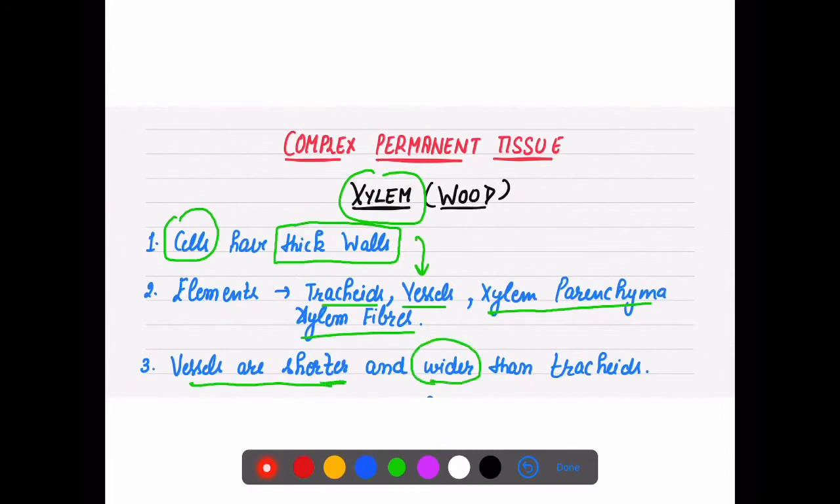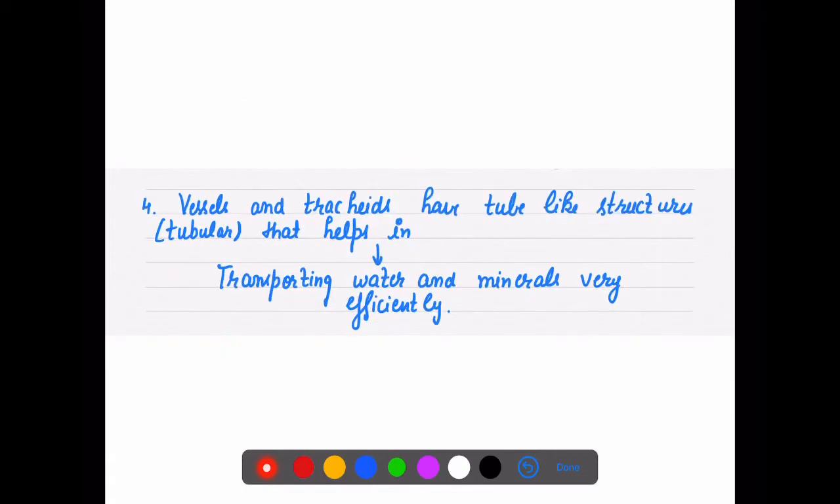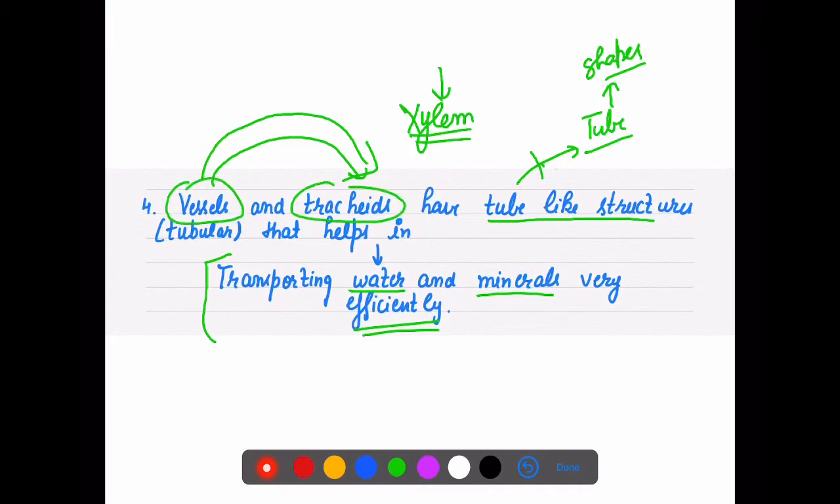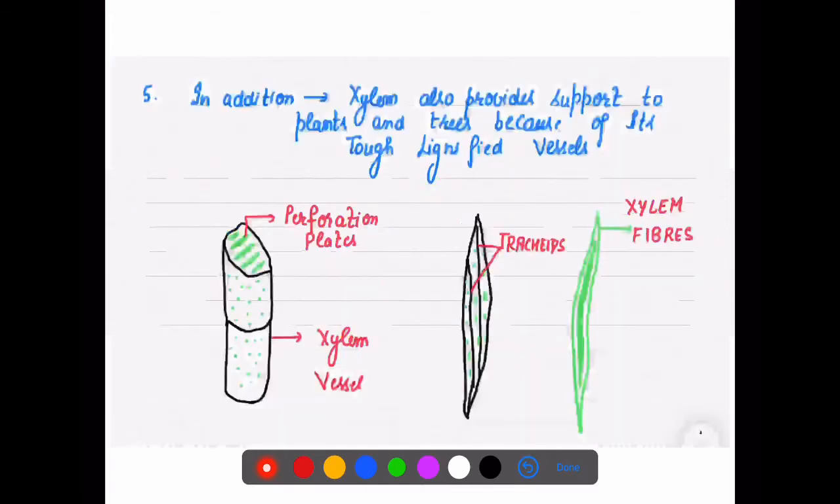So vessels are shorter and wider than the tracheids. Both vessels and tracheids are tube-like structures. They are tubular, but these tubes can vary a little in their shape, though the common structure is tube-like. What is their function? They help in transportation of water and minerals very efficiently in plants. So vessels and tracheids play the main role in the xylem. They are the main role players in xylem.